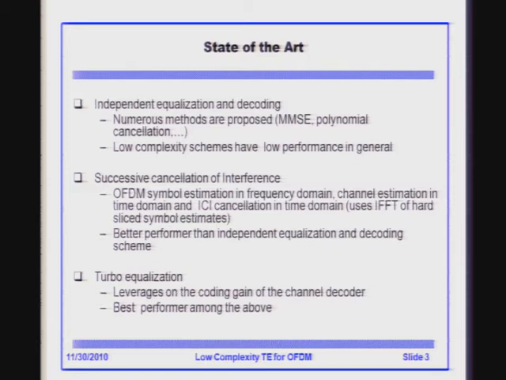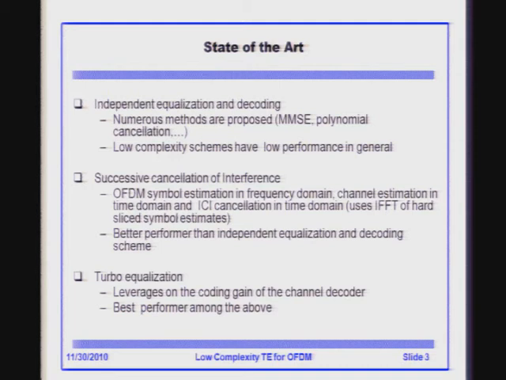The second kind of equalizer is successive interference cancellation based. What you do there is you make a preliminary estimate of your OFDM symbol, convert it back into the time domain, and use that information together with the time domain channel information to compute the interference and remove it from the received data. Then you convert it back again to the frequency domain, do the slicing, and keep iterating between the time and frequency domain. That's the second type. And the third type is the turbo equalization based.